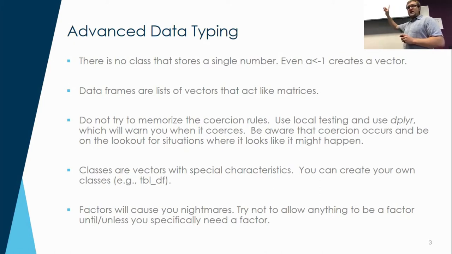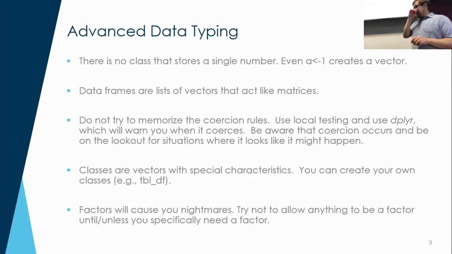Only write code one line at a time. Remember, code development, not code writing. When you do code development, write one line at a time, test it, make sure it did what you think it did. Go check your environment variables, make sure the data frame looks like what you think it should look like, and only do it a piece at a time. Over time, you'll develop an intuitive sense of where coercion occurs and where to worry about it, but right now, I would not worry about memorizing it.